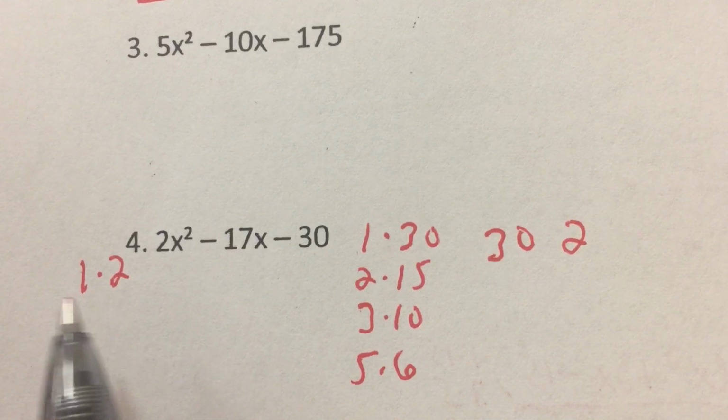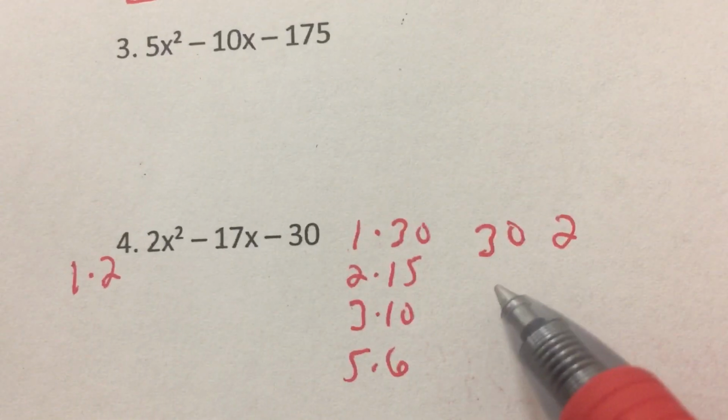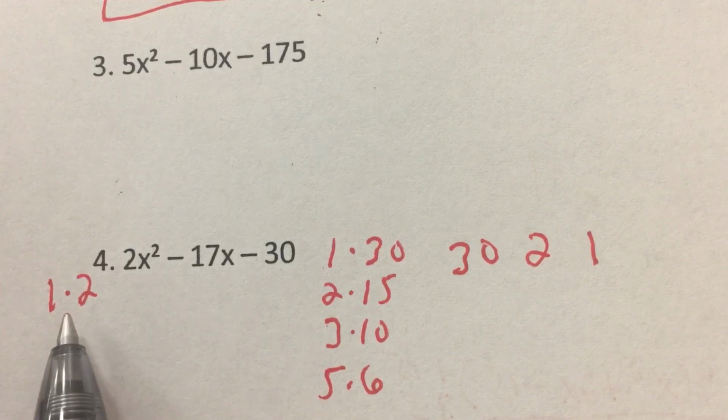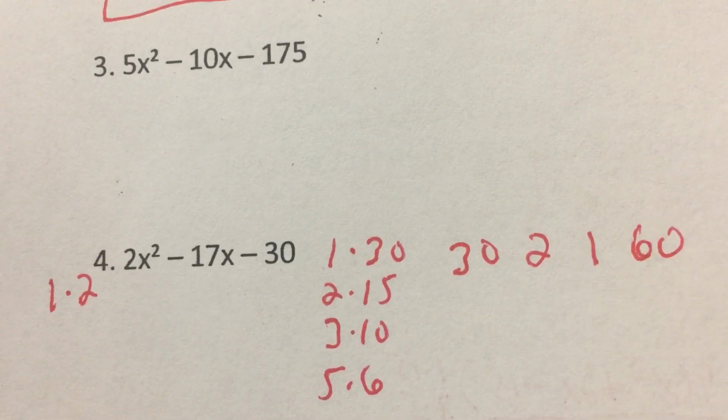And if I did it in reverse, it's even worse. 1 times 1 is 1. And 2 times 30 is 60, and those would subtract to make 59. So it can't be that.